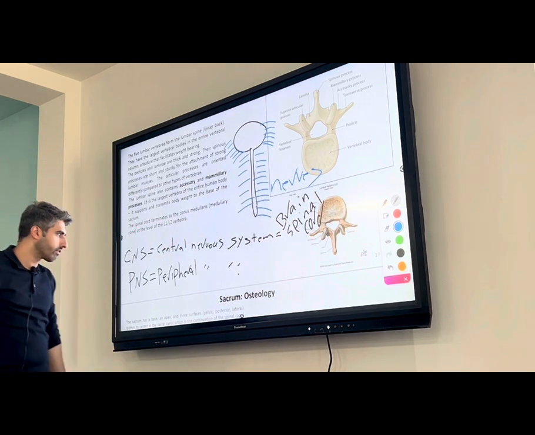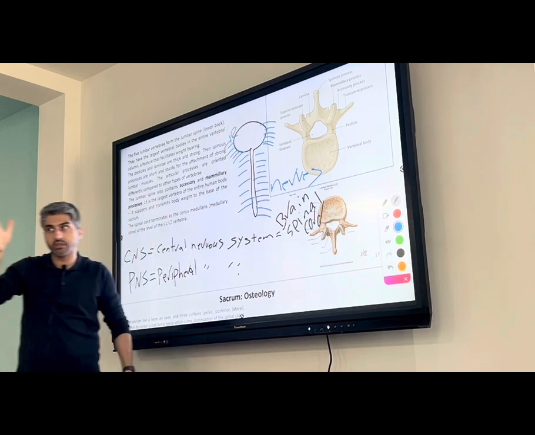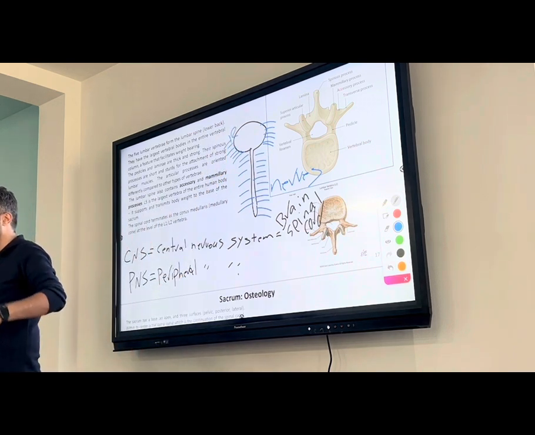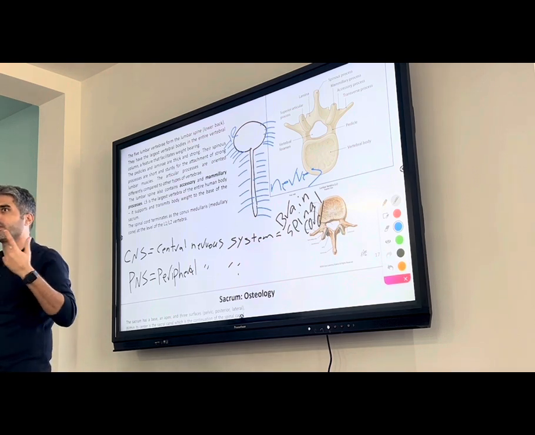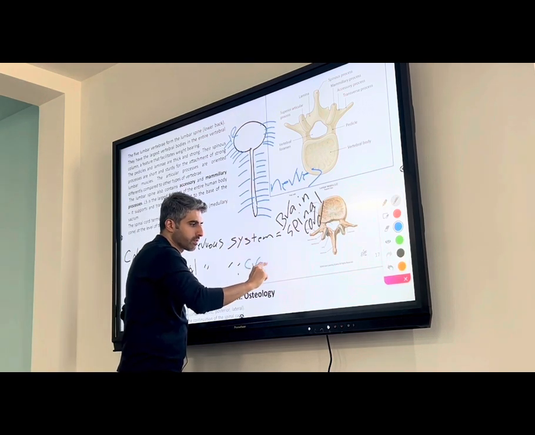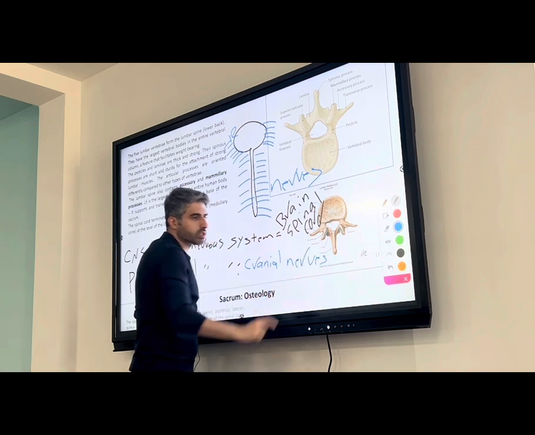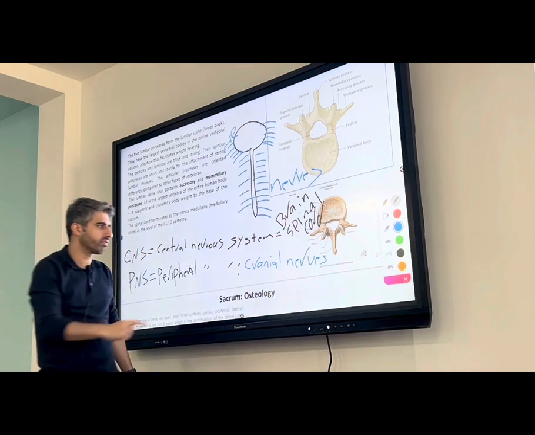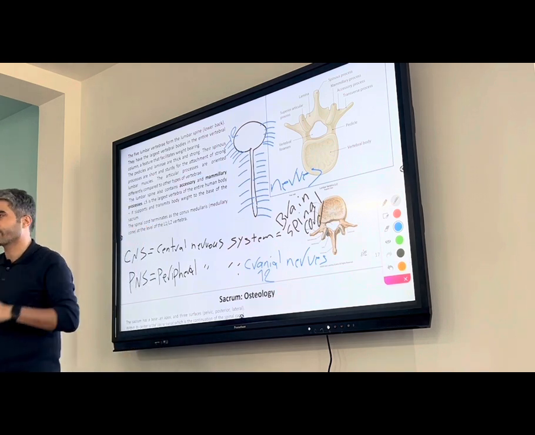How many nerves do we have? 12 nerves start from the brain. 12 pairs start from the brain and go out. They go to the face, the neck, anywhere. These nerves, we call them cranial nerves. Nerves that start from the brain, we call them cranial nerves. 12 pairs.